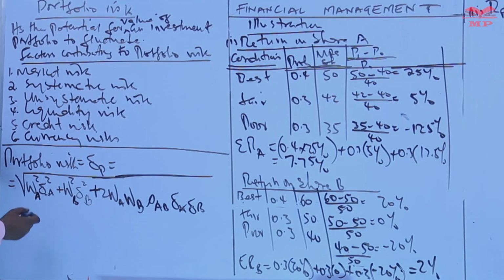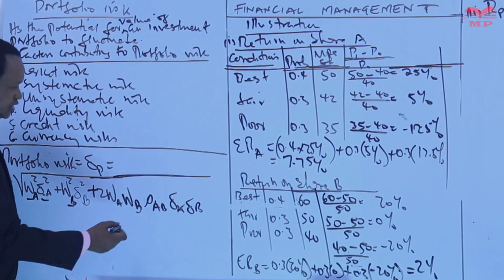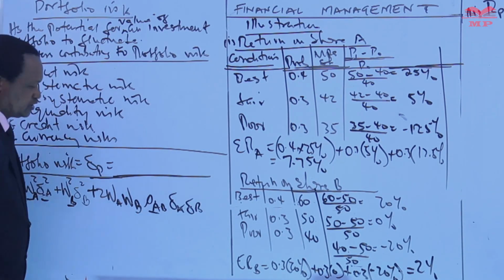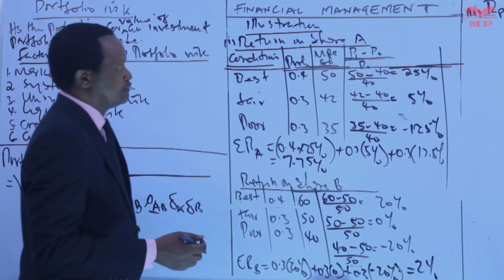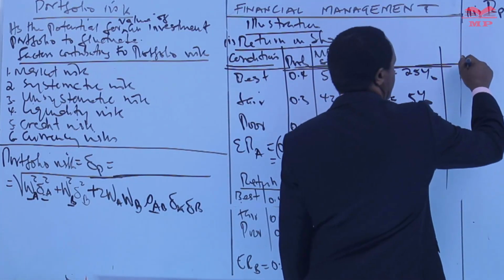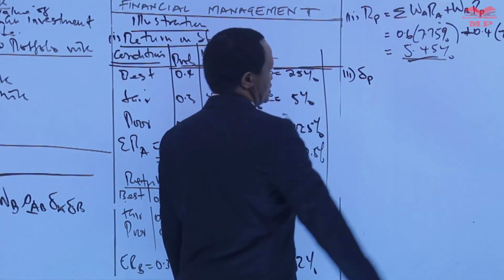The weights, we have the weights. Do we have the standard deviations? No, we don't have the standard deviation. Then we need the correlation coefficient between returns of security A and security B. Portfolio risk. This is Roman 3. Portfolio risk, that is the abbreviation for portfolio risk.